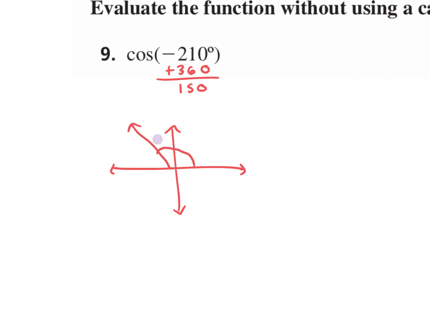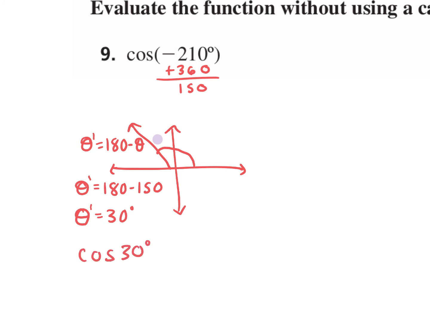That puts us over here, so we're in the second quadrant. What formula do we use in the second quadrant? Theta minus 180, or 180 minus theta? 180 minus theta. And what's our theta here? 150. So 180 minus 150 gives us what? 30. So we're trying to find the cosine of 30 degrees.